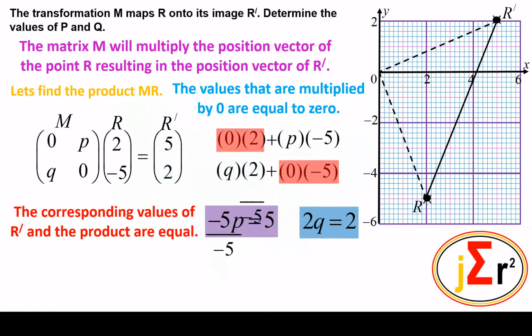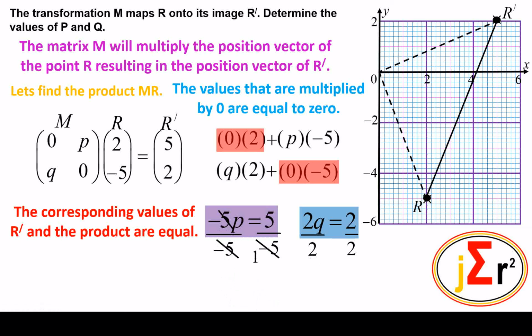In finding P, we will eliminate this negative 5 here by dividing by -5, and do the same on the right hand side. Divide by -5 on the right hand side also. For the Q, we will divide the left hand side by 2, eliminating this 2, and we will balance the equation by dividing by 2 on the right hand side also.